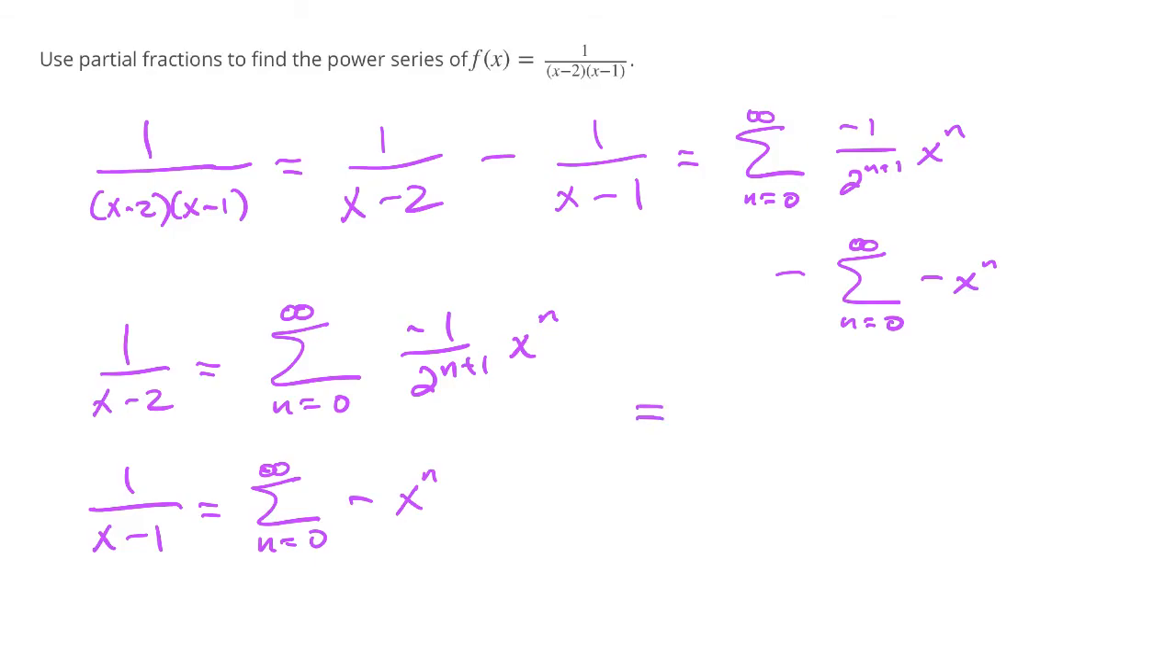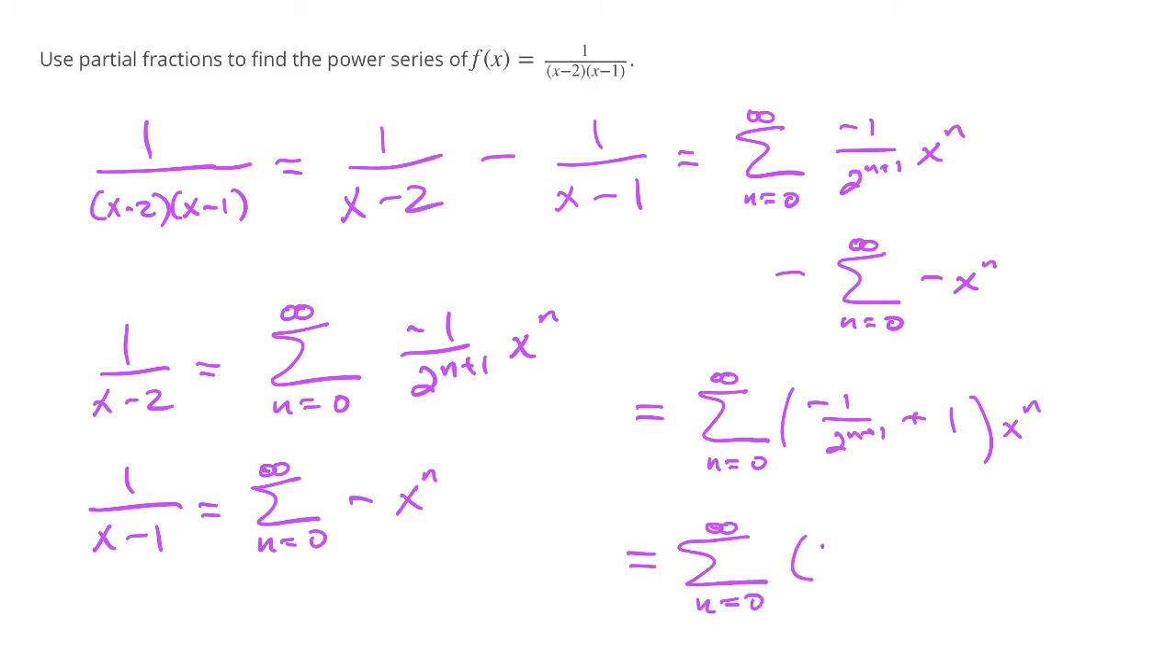And so if we combine these two series together, which we're allowed to do, n equals 0 up to infinity, we've got a minus and a minus giving us a plus, so 1 minus 1 over 2 to the n plus 1 times x to the n. Okay, so here we end up with a power series that has the form 1 minus 1 over 2 to the n plus 1 times x to the n.